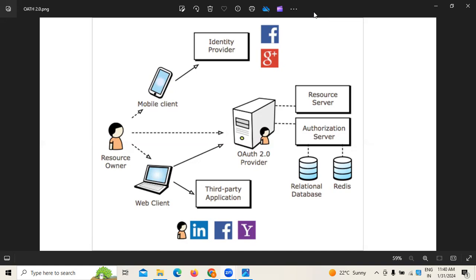Now, next point: the resource server is the one which will be used to protect the resources through validating the tokens.